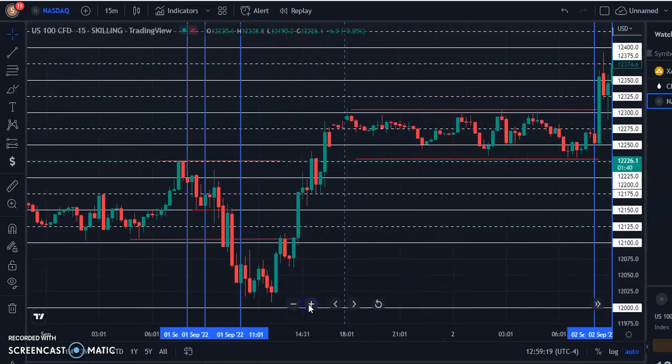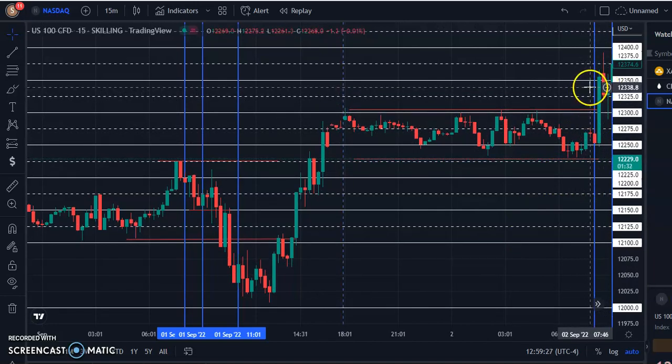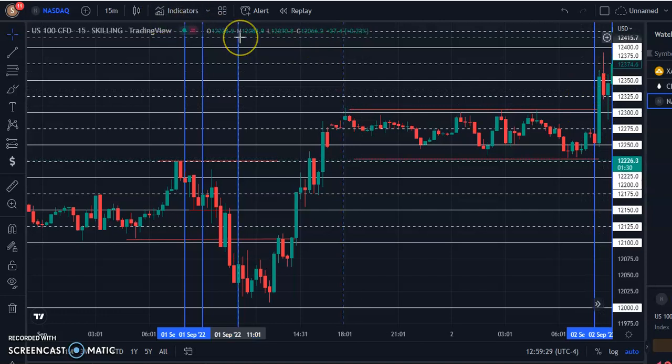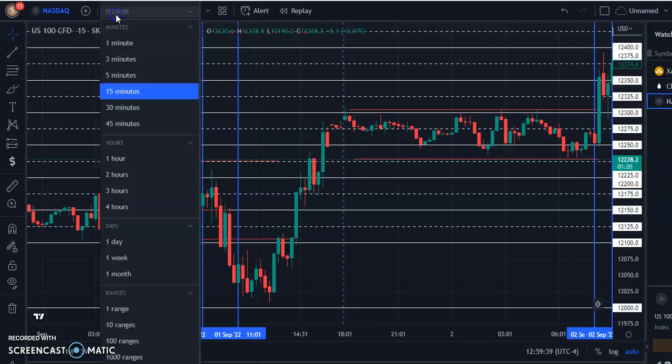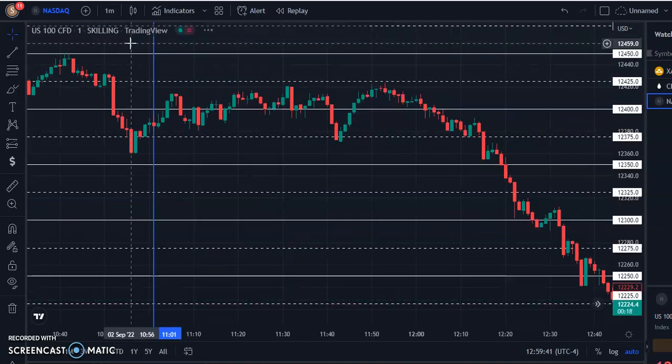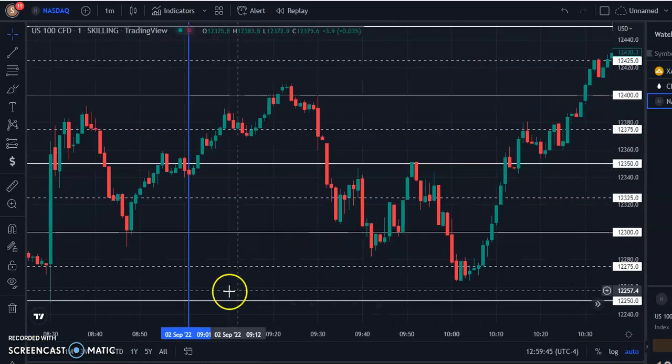But then after 8 p.m., as you can see, there was that big bullish candle that broke the high of the day. To me, my head automatically starts thinking pump and dump, because this is a big candle, a big range. So I scale down to the 1 minute time frame to see what's happening.